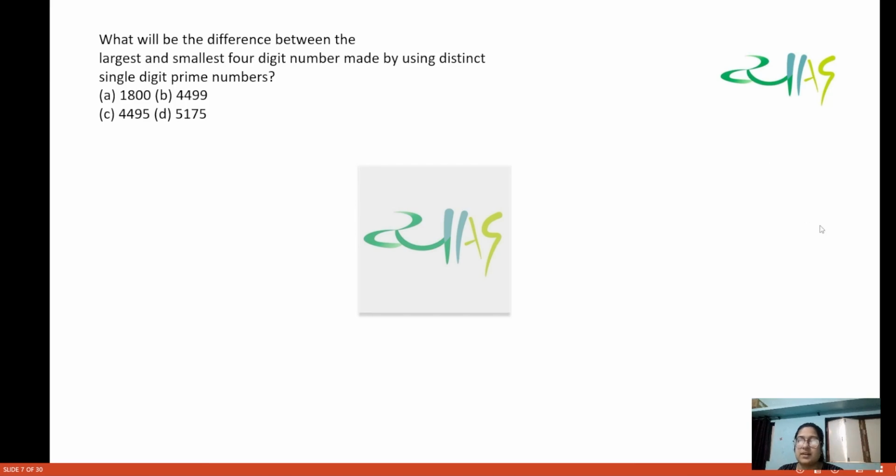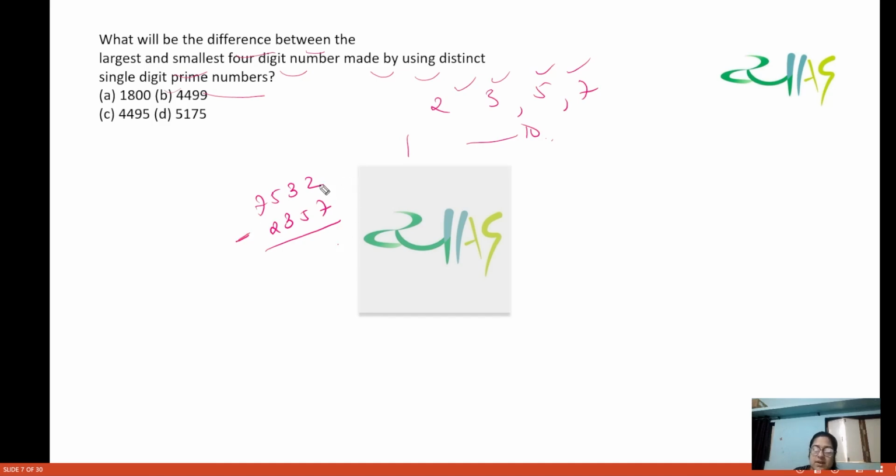Now see, what will be the difference between the largest and smallest 4-digit number made by using distinct single-digit prime numbers? Okay, so what are prime numbers? 2 3 5 7. Between 1 to 10, single-digit prime numbers are 2 3 5 7. All right. So how we will do it is, we have 7 5 3 2, and then you have 2 3 5 7. What is the difference between these numbers? Because the largest prime digit number will be this one.